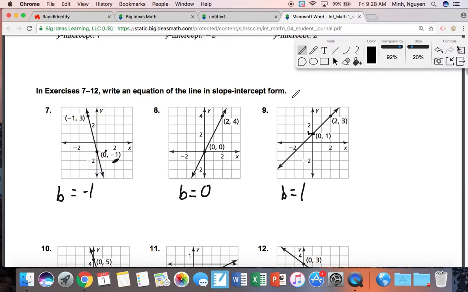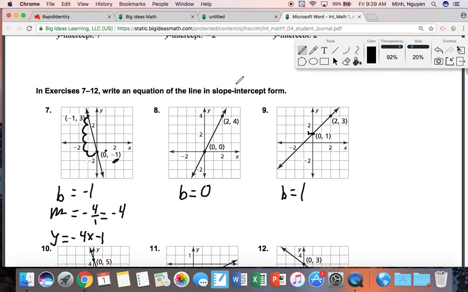To find the slope now, we just gotta do rise over run. So this one will be 1, -1, 2, 3, 4, and to the right 1. So what does that look like? M equals -4 over 1, which equals -4. Y equals -4x minus 1.